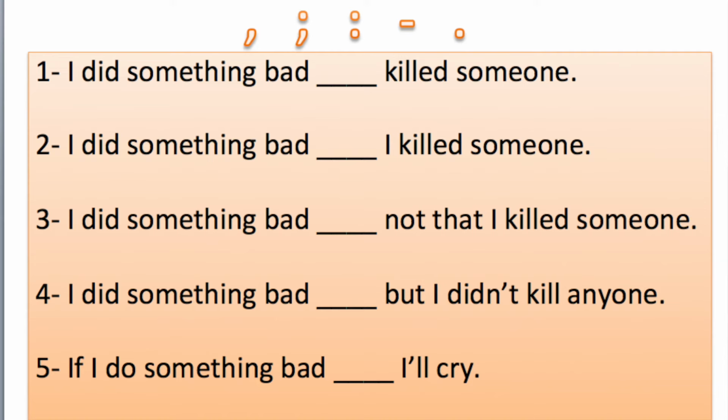Number 4, I did something bad, but I didn't kill anyone. This time I have a fanboy. I did something bad, complete sentence, but, fanboy, I didn't kill anyone. Two complete sentences with a fanboy, I need a comma.